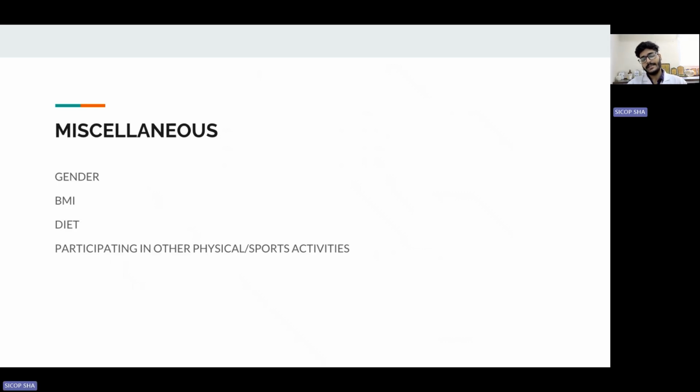Next is the miscellaneous factors. So gender as such, there has been conflicting evidence, but female athletes have been shown to have more of the knee injuries as compared to male athletes. And next is the BMI. Athletes with higher BMI have more incidence of injuries as compared to the lower BMI athletes.